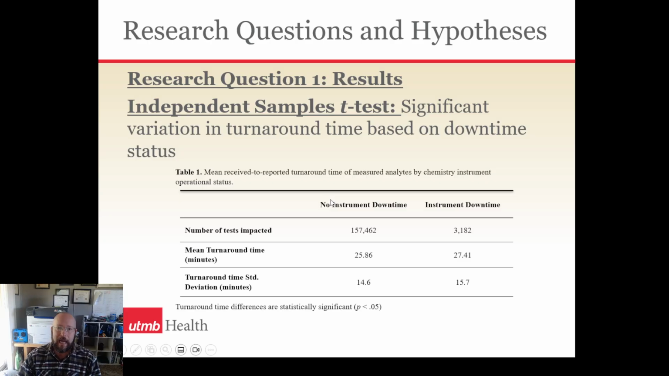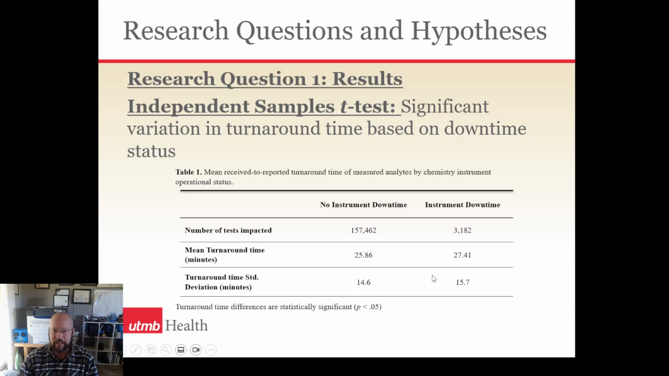So again, with our independent samples t-test, we were looking at deviation in turnaround time based on downtime status. We calculated that downtime status based on those field service reports to determine how long the instrument was down. The number of tests that we identified as impacted by downtime were 3,182 tests out of that original 162,000. Turnaround time between no instrument downtime and instrument downtime varied by about a minute and a half, with the standard deviation shown here.